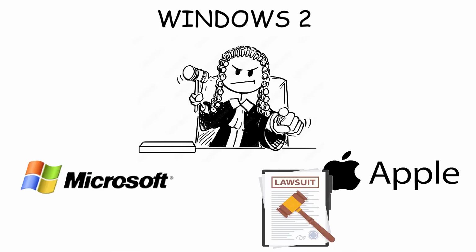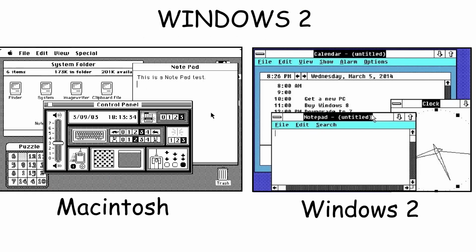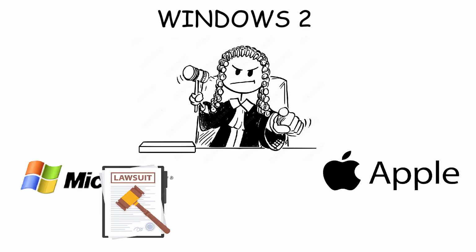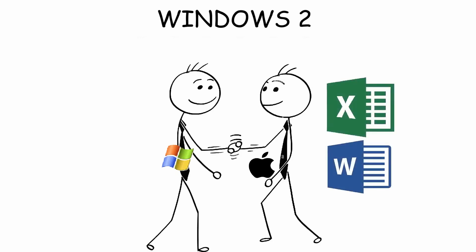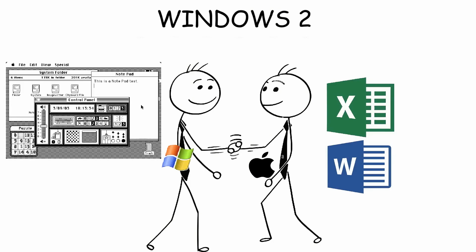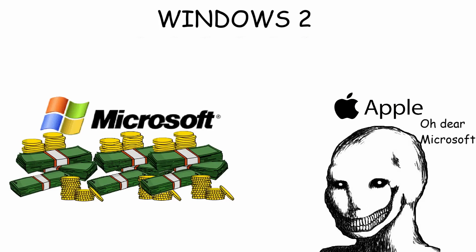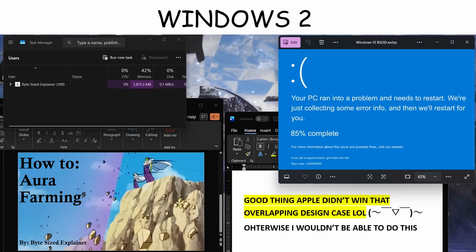But later on, Apple sued Microsoft. They claimed that the overlapping windows design copied the Macintosh interface. But the good thing is, Microsoft won the case because in the past, Apple actually asked Microsoft to help make Word and Excel for the Macintosh computers. And since they worked closely together, Microsoft was allowed to use some of Apple's interface ideas for Windows. But later on, when Windows started becoming more successful, Apple suddenly sued Microsoft for copying their design. That's why the judge allowed Microsoft to keep this overlapping design to this day.